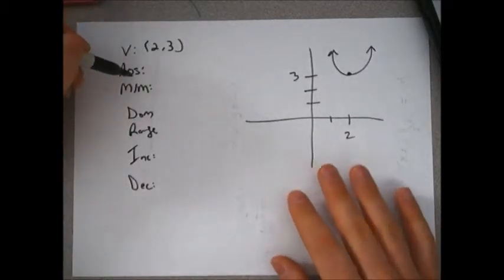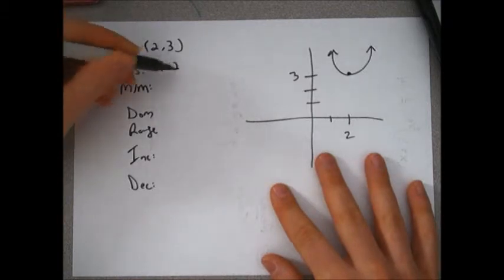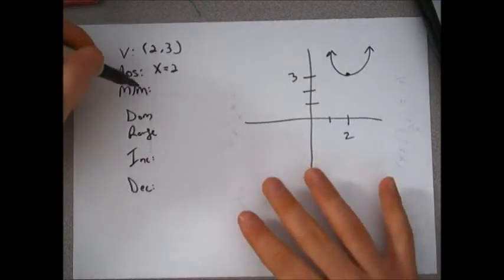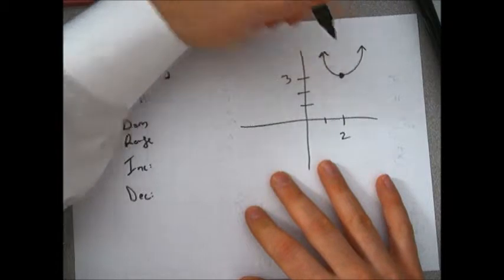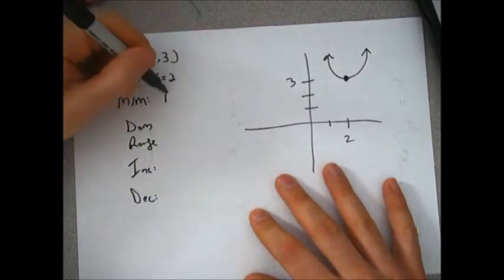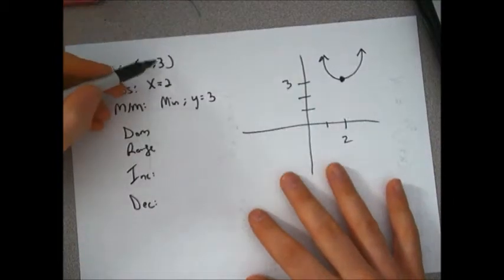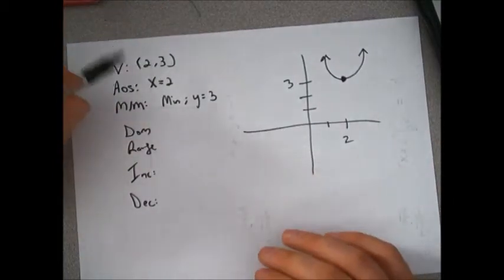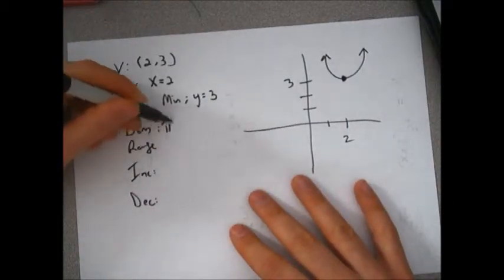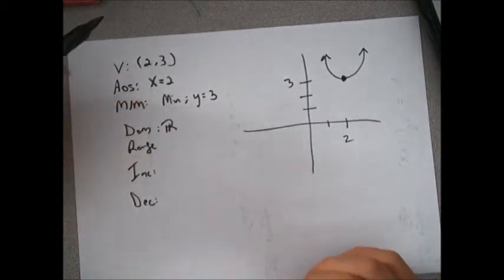The axis of symmetry is always the x coordinate, so x equals 2. The max or the min, in this case, this is the lowest point on the graph, so this is a minimum at where y equals 3, always the y value of the vertex. The domain is all real numbers, or -infinity to infinity.